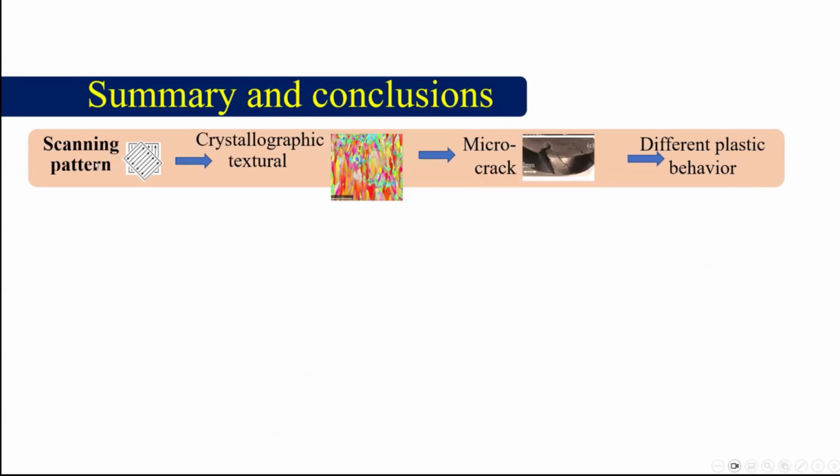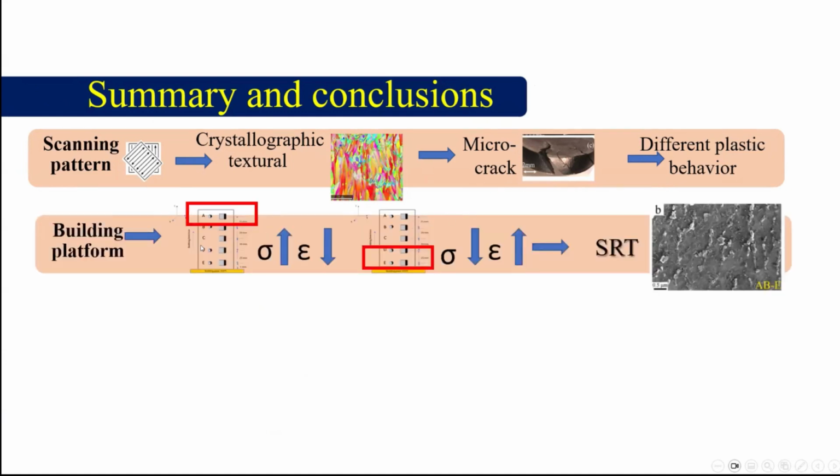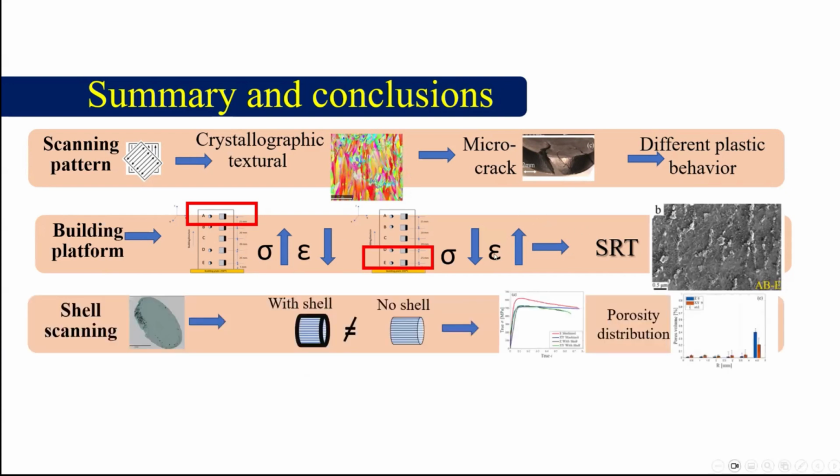So in summary, we saw that the scanning pattern is affecting the crystallographic orientation, the crack path, and the dynamic behavior, the plastic behavior. We saw that being far from the building platform increases the stress and reduces the elongation, and it's the opposite if you get close to the building platform, because being close to the building platform acts as a stress relief treatment. And we saw that the shell contains a lot of porosity, and therefore it reduces the dynamic mechanical properties.